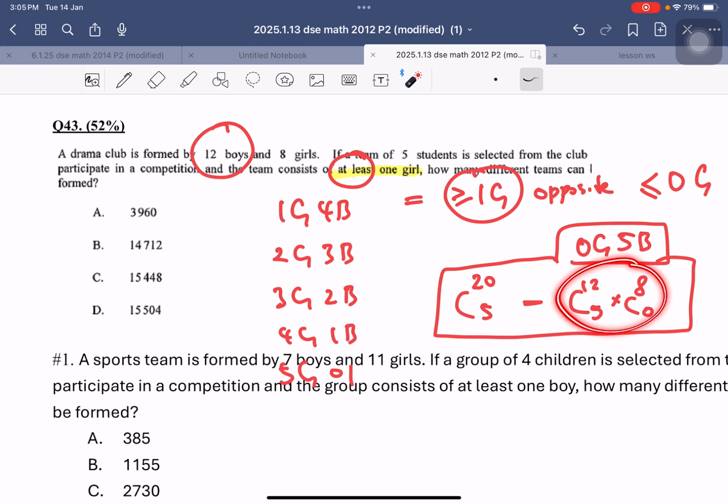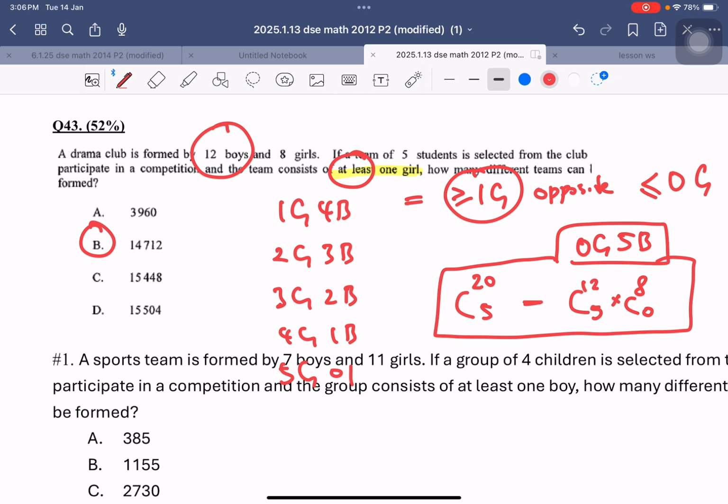Why do we use the times here? Because there are different decisions, not cases, different decisions. We consider how many there are for the girls, and how many for the boys. Then why do we use the minus? Because we are calculating the opposite, so we need to use the total cases minus the opposite case. So what's the final answer? B. Very easy question, isn't it?